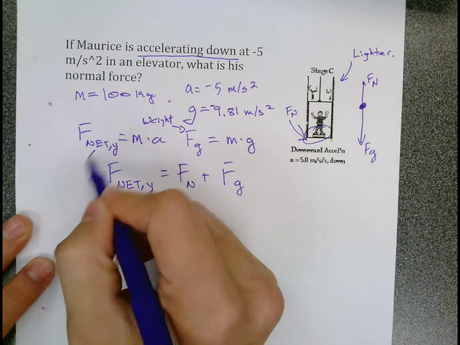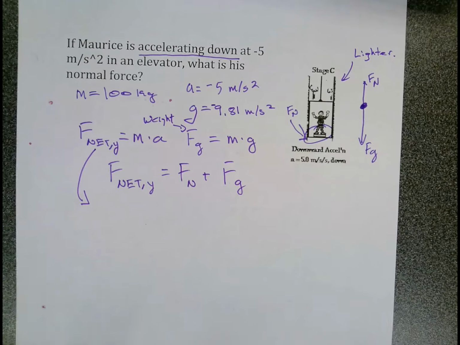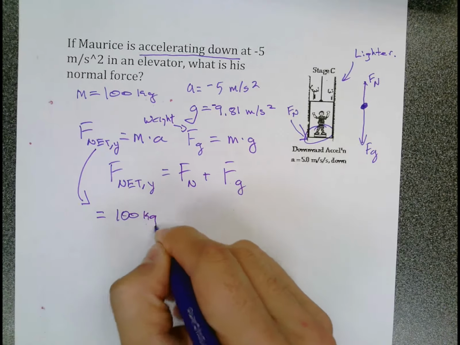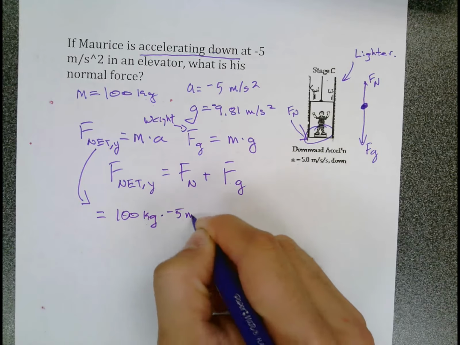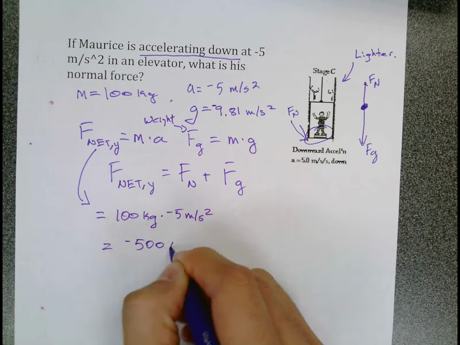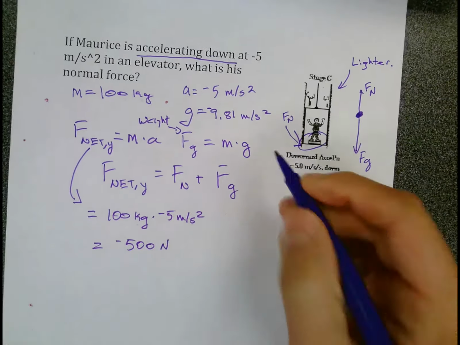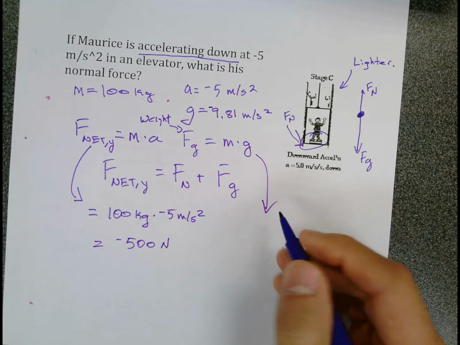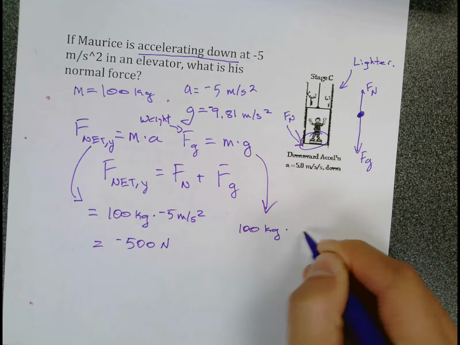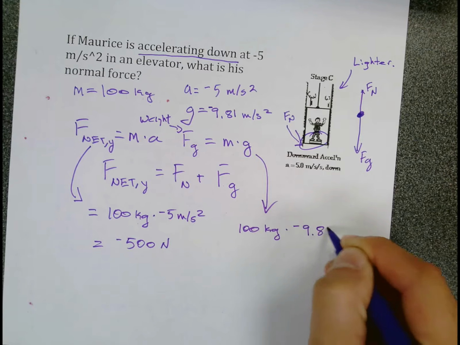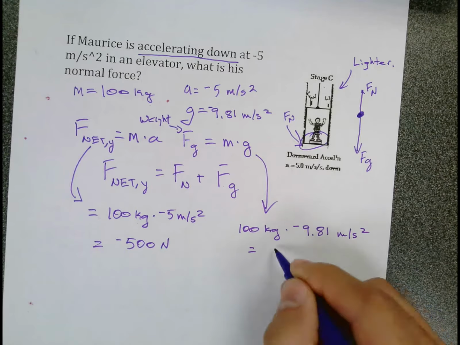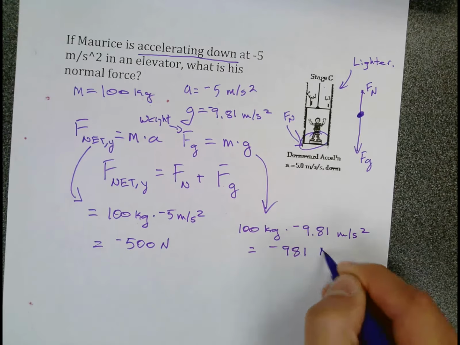Now I'm going to solve for the net force using Newton's second law. That's multiplying 100 kilograms times negative 5 meters per second squared, which gives us negative 500 newtons. And the other thing I'll solve for is weight, which is 100 kilograms times negative 9.81 meters per second squared, which gives us negative 981 newtons.